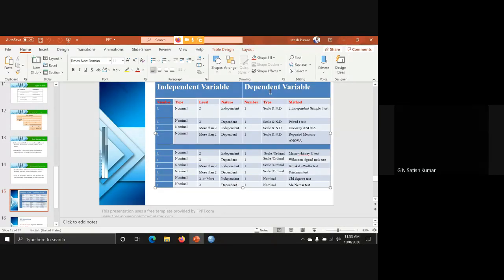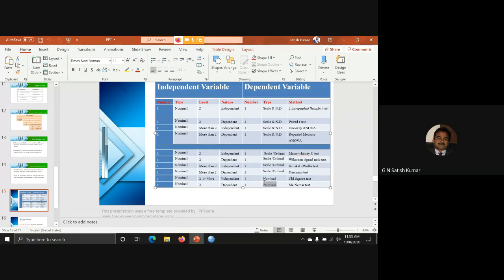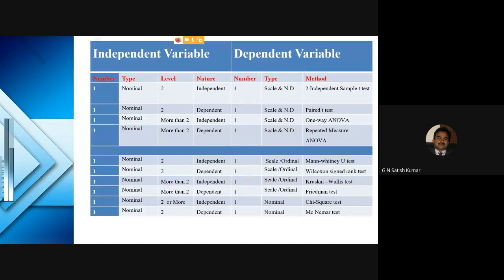When you come to the dependent variable, it is only 1 level, 1 variable, and which is nominal. In case it's not nominal, it is scale, then you are going to automatically use what? Wilcoxon signed rank test. You can see these 2 are the same. Wilcoxon signed rank test, just a minute, I'll maximize and show you. Wilcoxon signed rank test and McNemar are both the same.